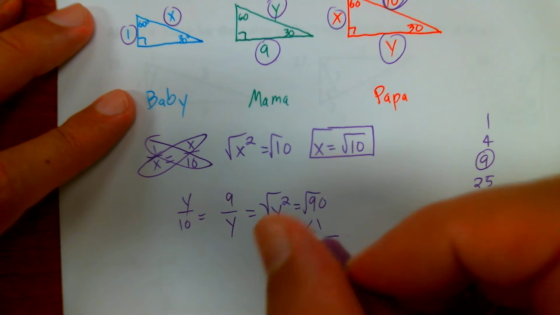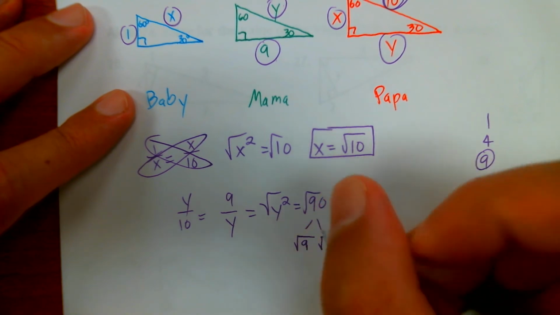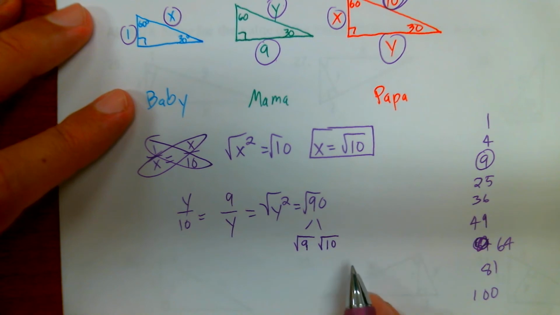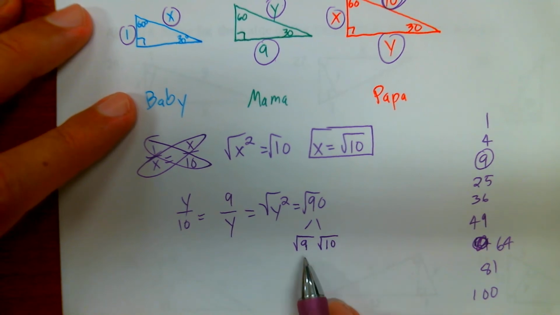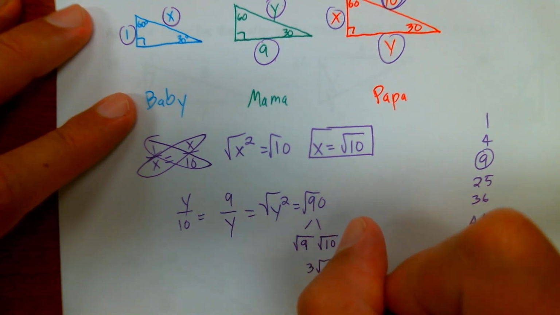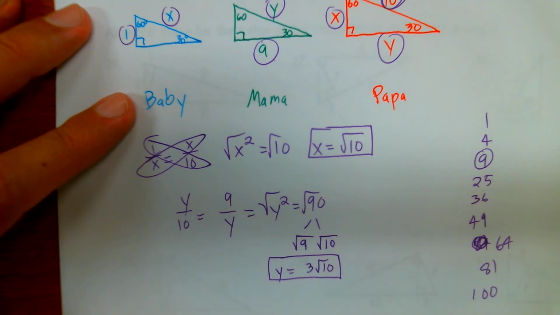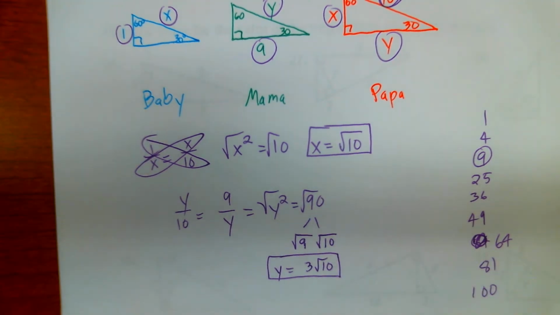The perfect guy is 9. He's perfect. 90 divided by 9 is 10. 10 is garbage. I cannot take the square root of 10. The square root of 9 I can take. Square root of 9 is 3, so this is 3 root 10. So y is equal to 3 times the square root of 10. x is just the square root of 10.